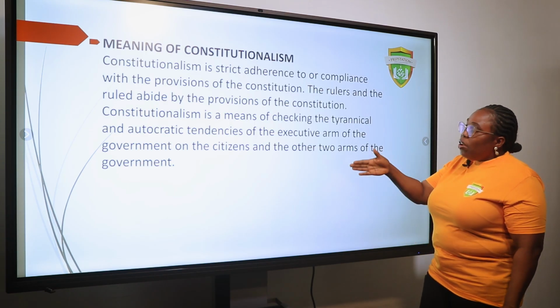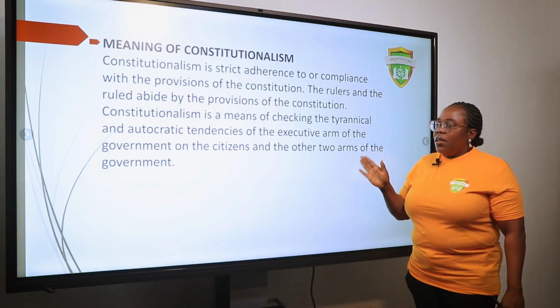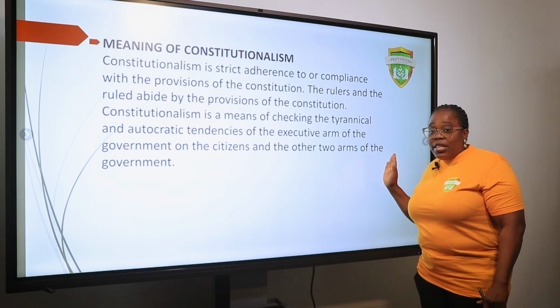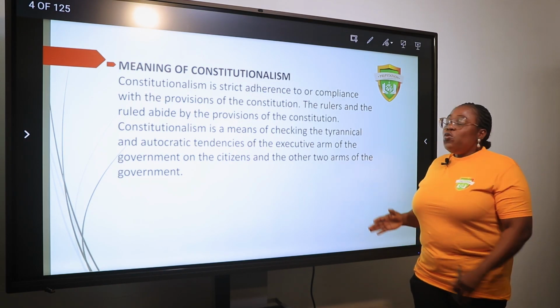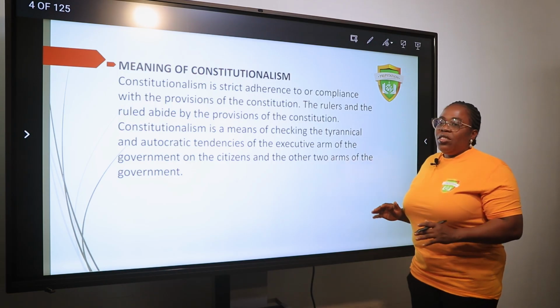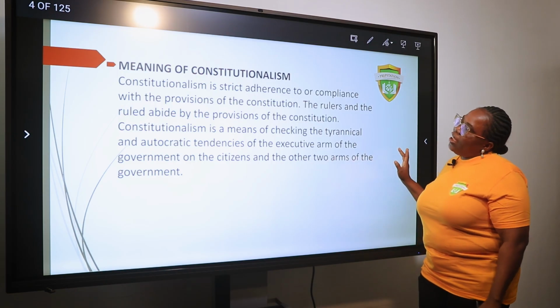And it also tells the arms of government, you know the arms of government, the executive, the legislature, and the judiciary, what they are supposed to do. You don't go outside the Constitution. You must follow it strictly. Okay.